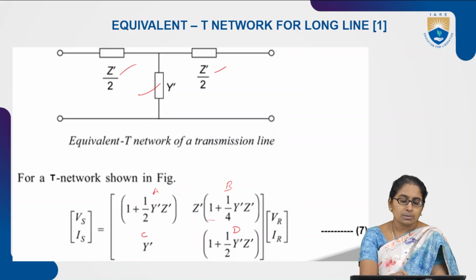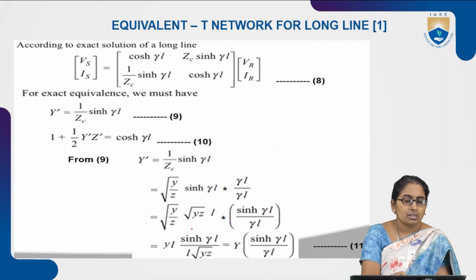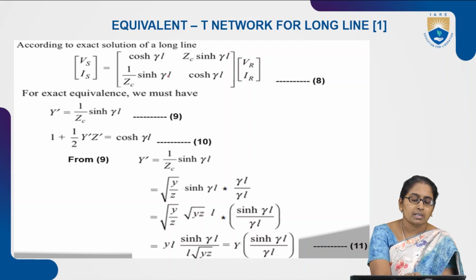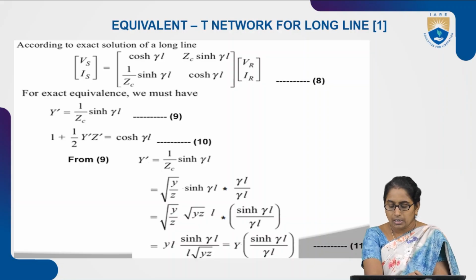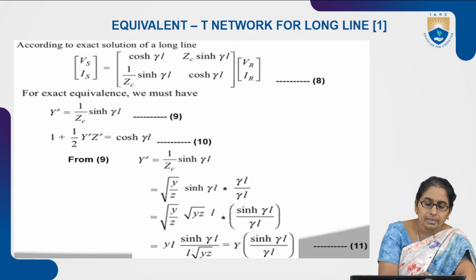Now for the long transmission line, compare this with the long transmission line Vs and Is equations. That is given by A is cosh gamma L, B is Zc sinh gamma L, C is 1 by Zc sinh gamma L, and D is cosh gamma L. Now compare, equating equations 7 and 8. So what will we get?